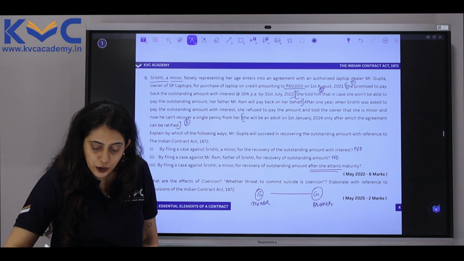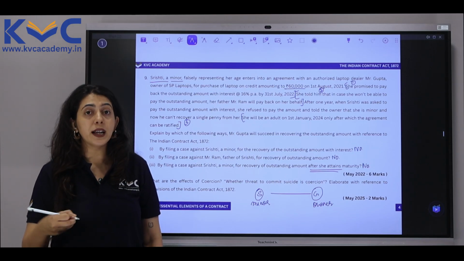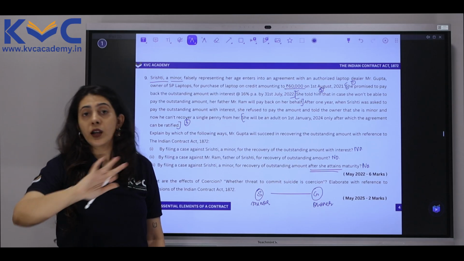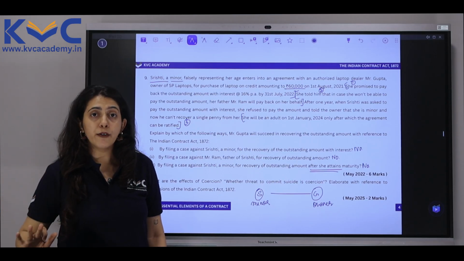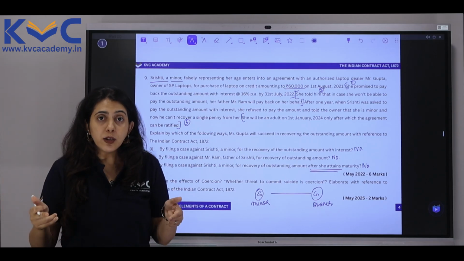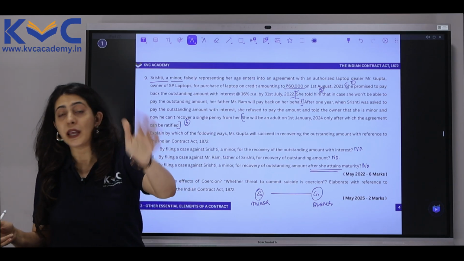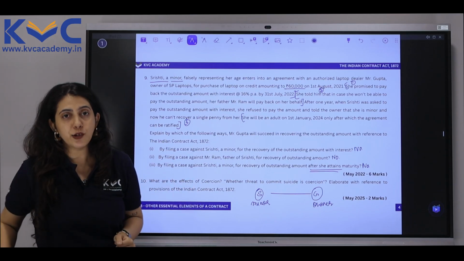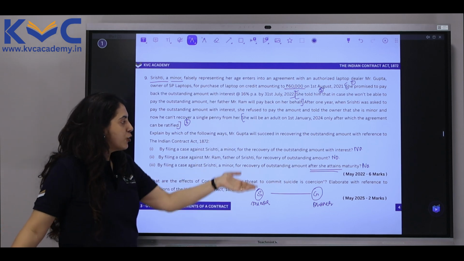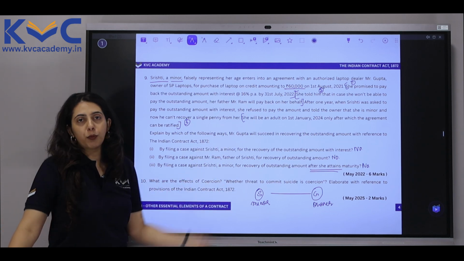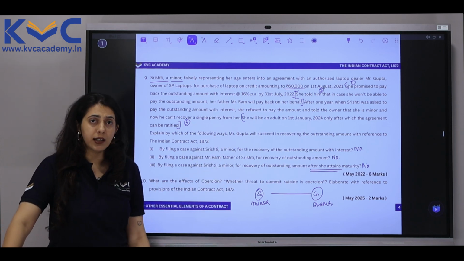The answer is no. Because if you want to file a case against a minor, the contract does not allow you to do that. If you want to enter into a contract, you would have to enter into a contract with a person when they become a major, then you will be able to file a case, not otherwise. So there is no solution for Mr. Gupta in any of the three questions that is asked to us.